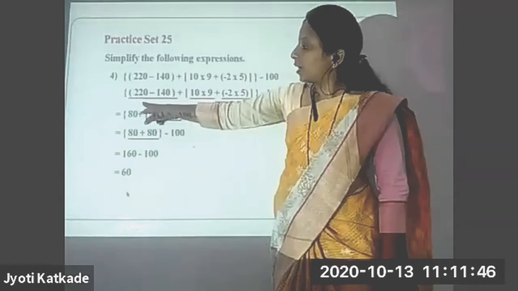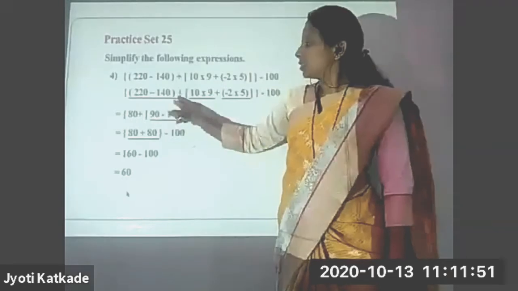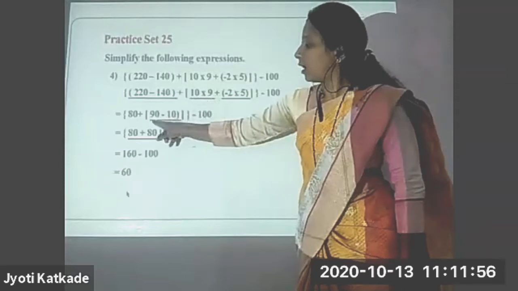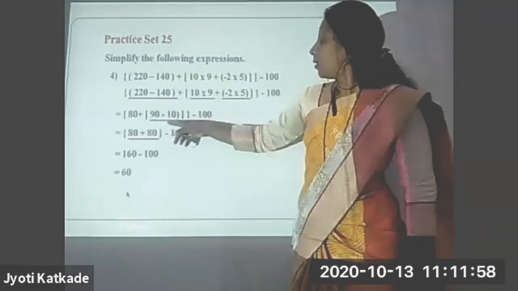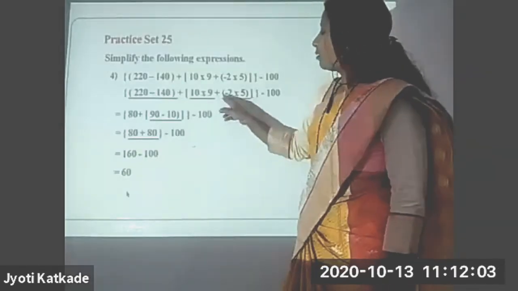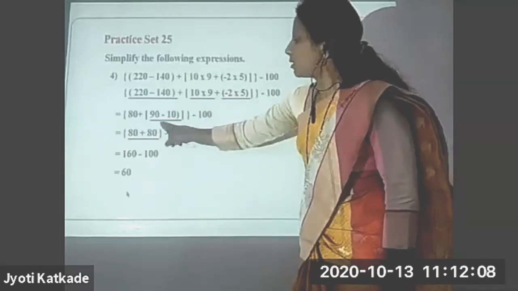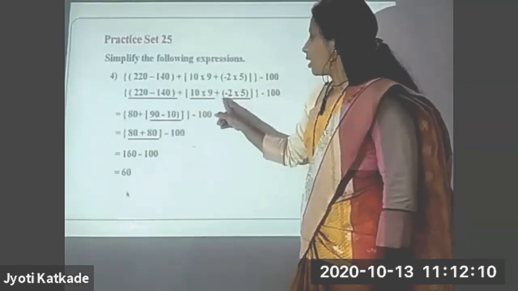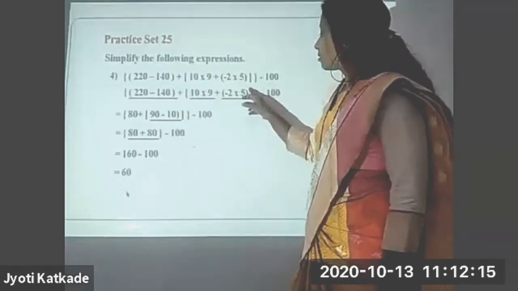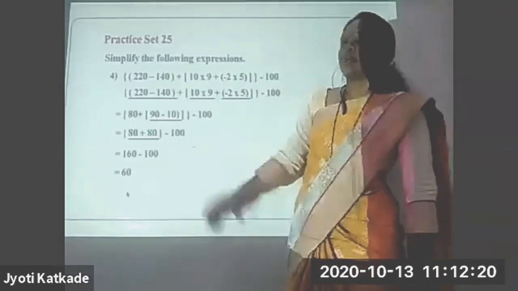So when we subtract 140 from 220, we get 80. This plus sign as it is, and 10 into 9, 10 9s are 90, then 5 into 10. Here is a plus sign, but 5 into 10 with plus minus we get minus sign. Means 5 into minus 10 is minus 10, 90 minus 10. Then this square bracket is completed and the curly bracket is also completed, minus 100.